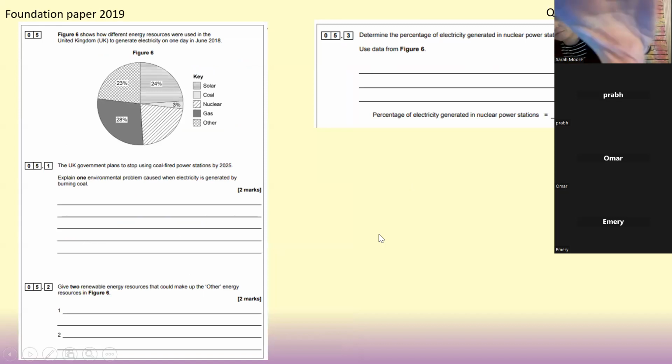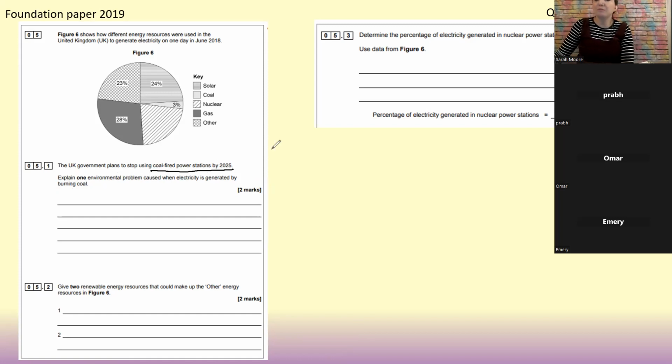Again, I'm going to have to dip around my camera to see this. Okay, so we have different energy resources, and they were used to generate electricity on one day in June 2018. So we've got a pie chart with different shadings to show us the different energy resources. We are then told that the UK government plans to stop using coal-fired power stations from the year 2025. Explain one environmental problem caused when electricity is generated by burning coal.